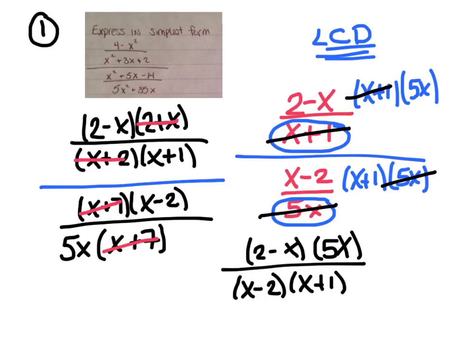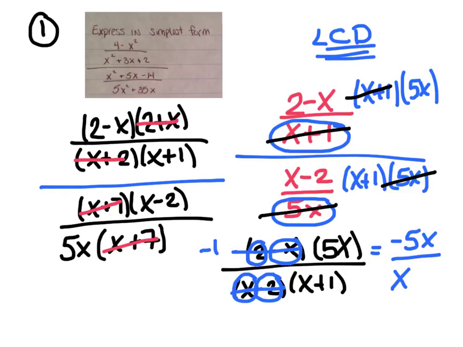Now you'll notice that these are different by a negative, and what do we mean by that? Well, 2 is positive, now 2 is negative. X is negative, x is positive. So they cancel to that lovely negative 1. So I get a final answer of negative 5x over x plus 1.